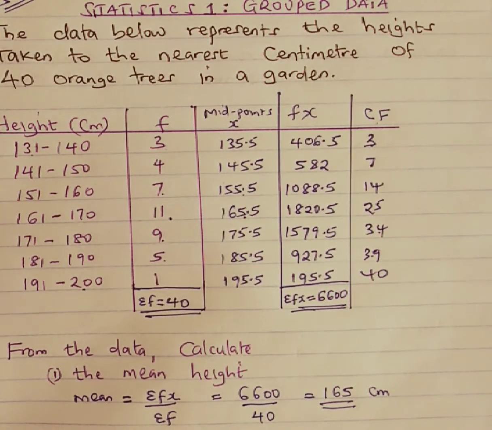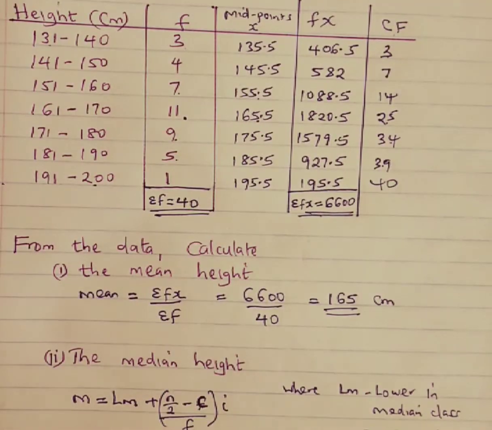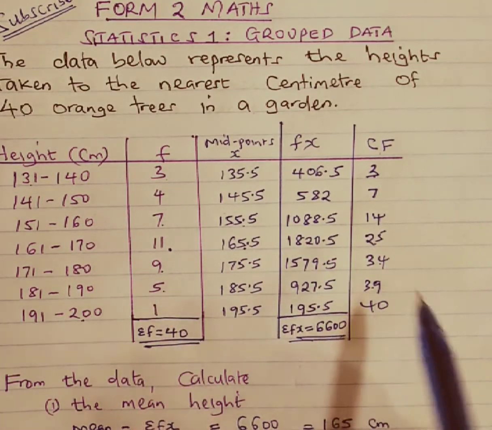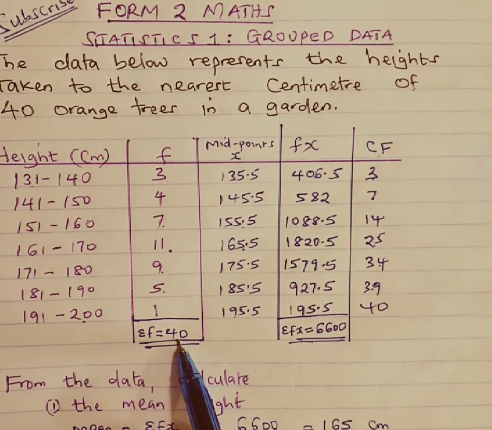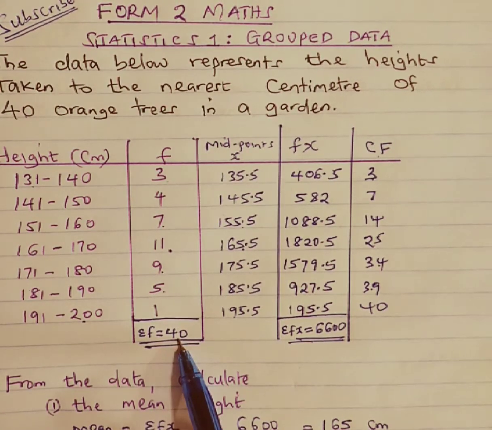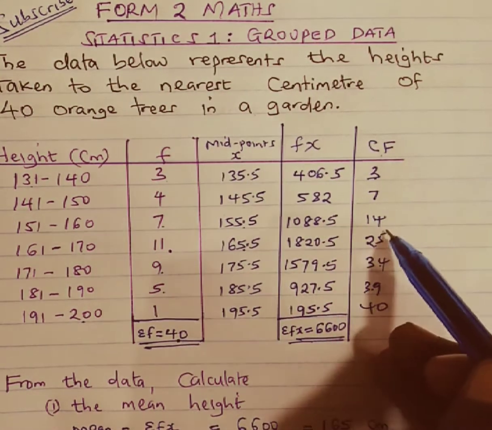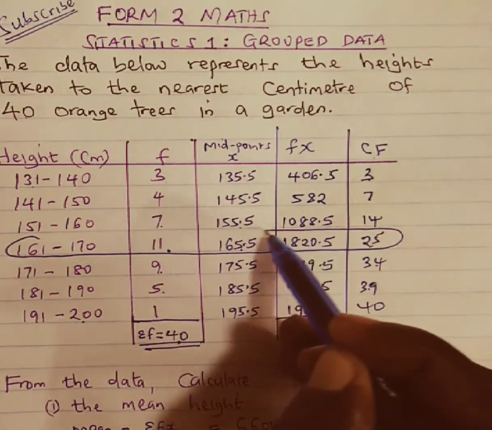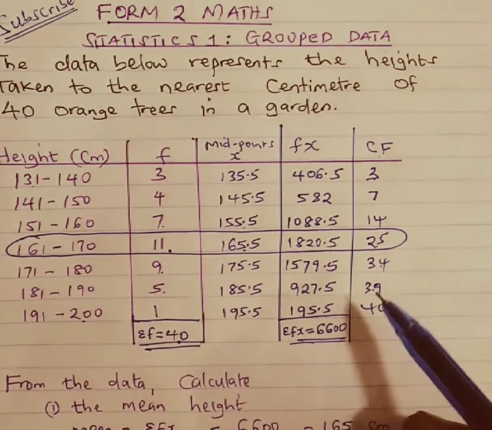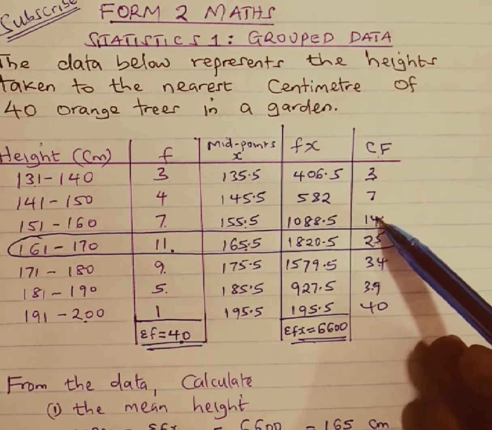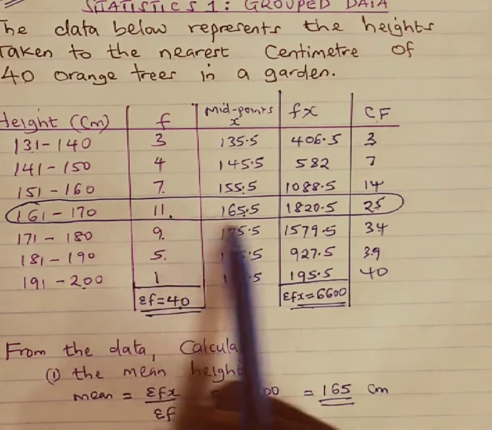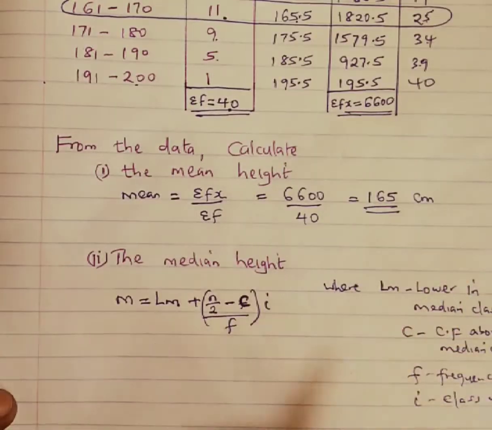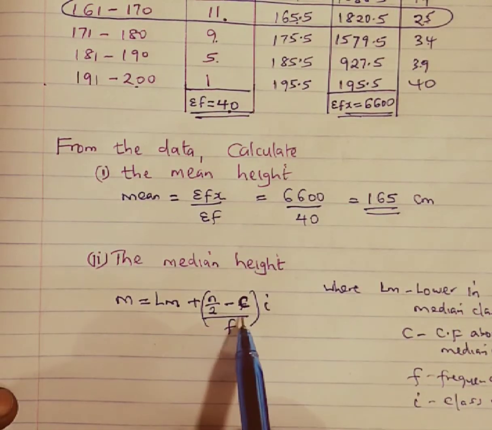We know the median will divide any set of data into 2 equal parts, and therefore to get where our median lies, we are going to take the total frequency, we divide by 2, and that gives us 20. So 20 lies in this class, 25, because 14 is less. So our median class is between 161 and 170.